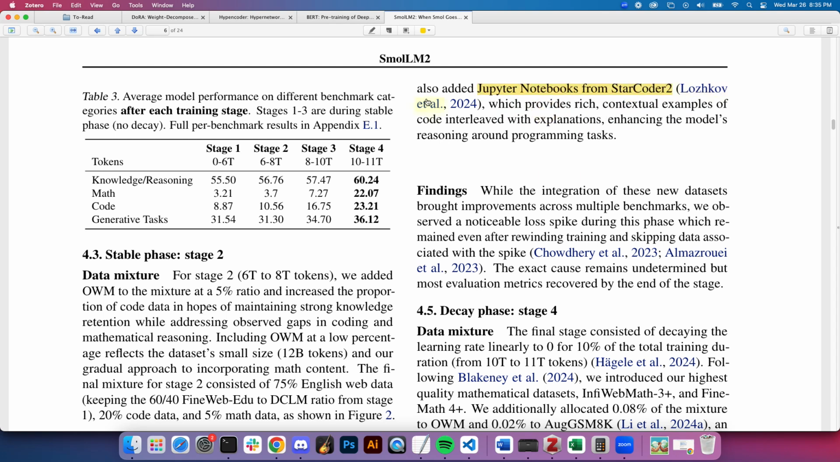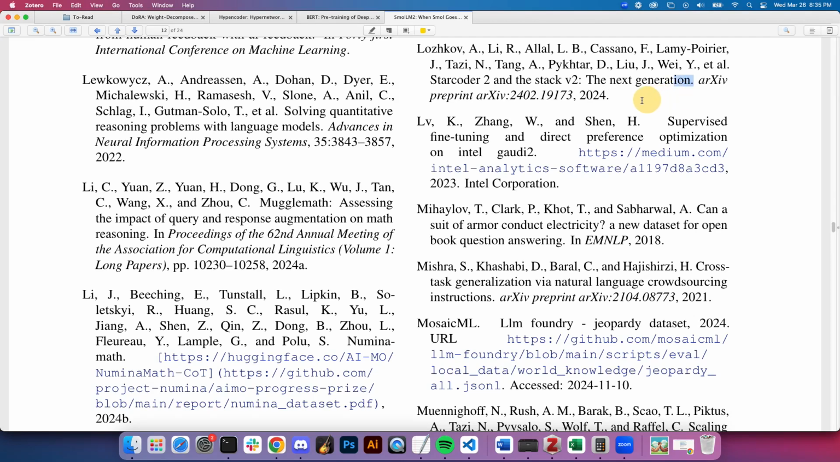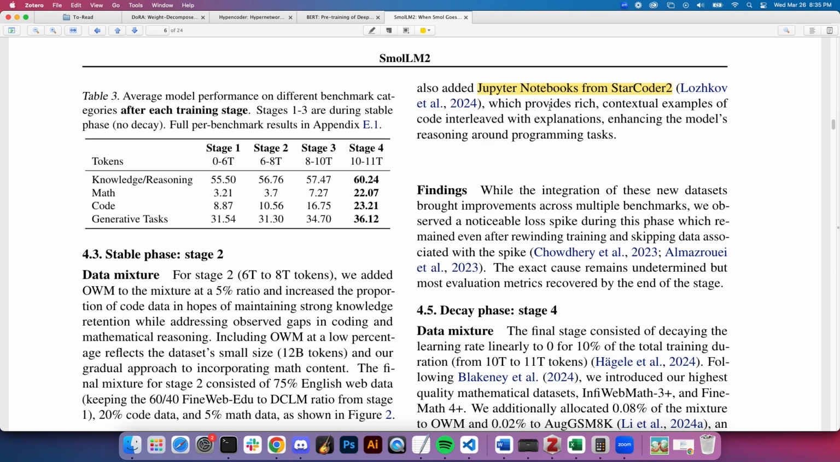Obviously, it's been done before. Let's take a quick peek at that. I don't know if I want to. I think this is the StarCoder. Yeah, I don't think we want to look at that right now. But yeah, interesting that they're using Jupyter notebooks. That would be cool to see more of that.